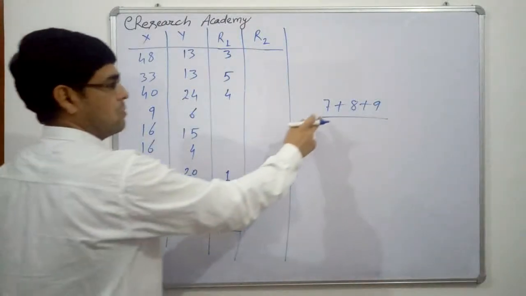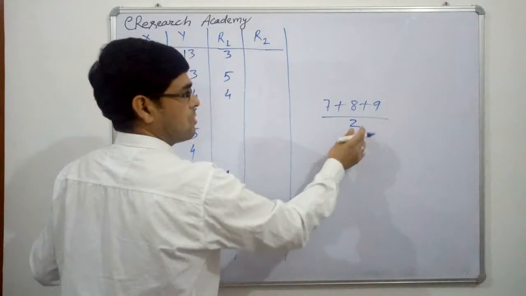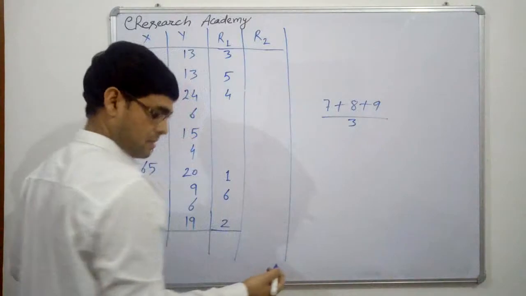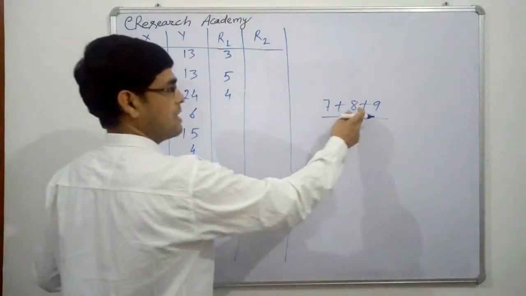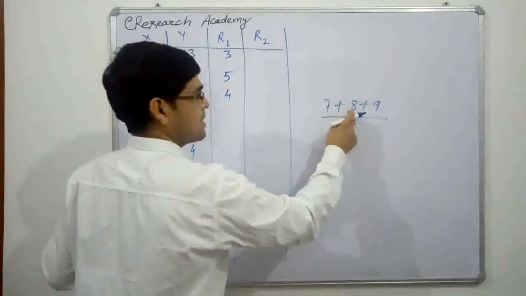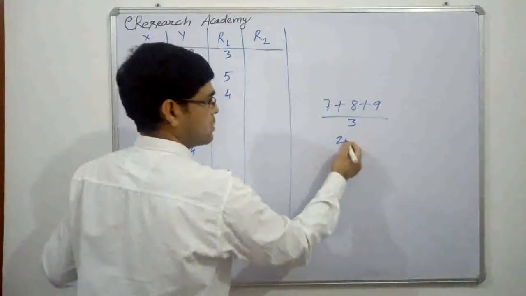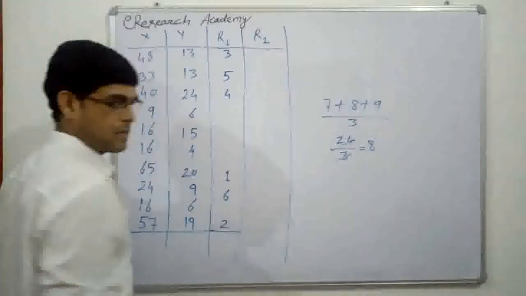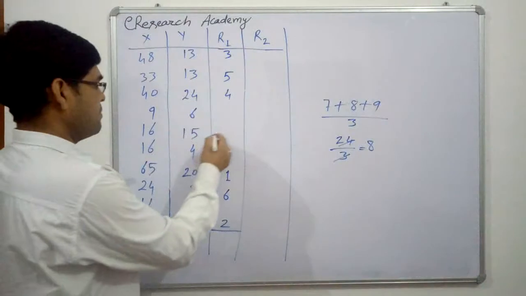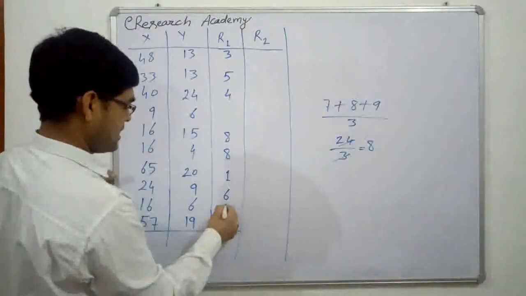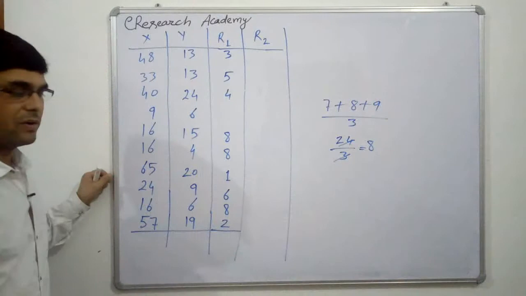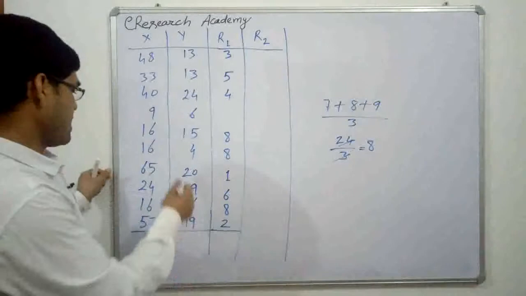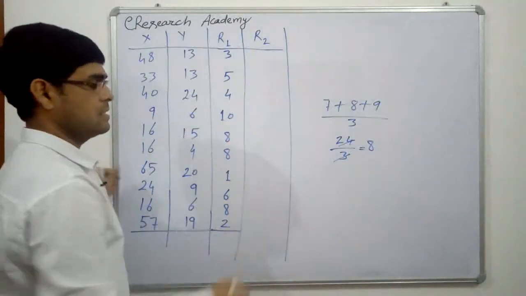So what we do is take the average of these ranks. Since there are 3, we divide by 3. So 7 plus 8 plus 9 is 24, and 24 by 3 gives us 8. So we will give them rank 8, 8 and 8. Last we have 9, and we will give it rank 10.